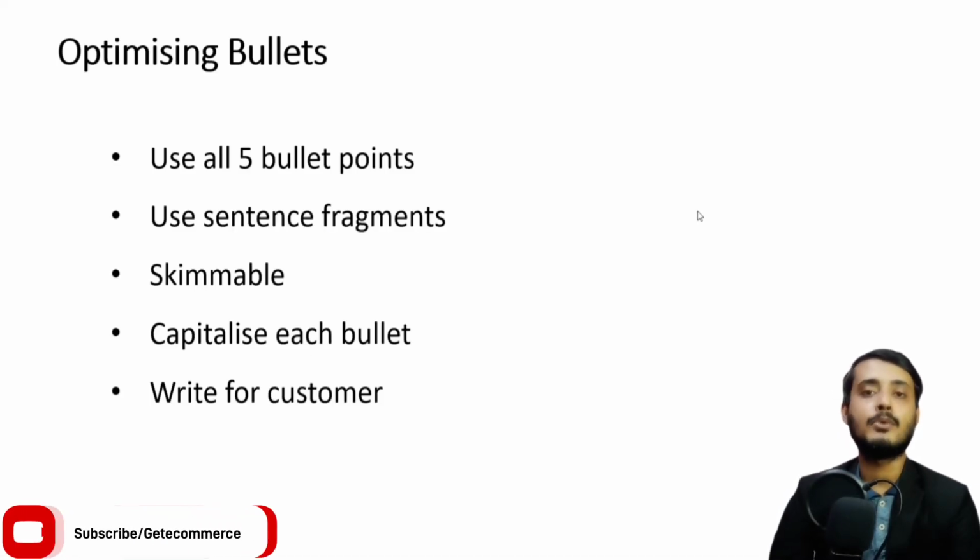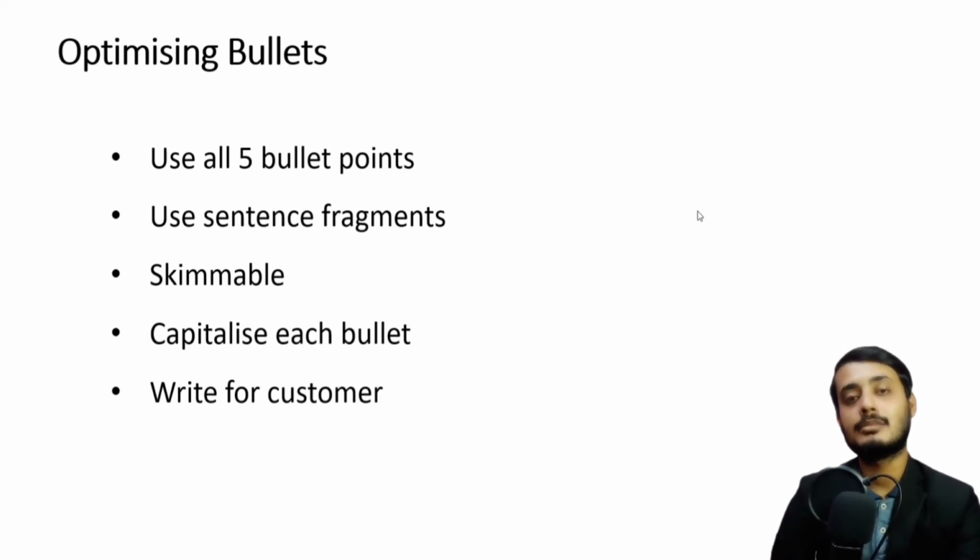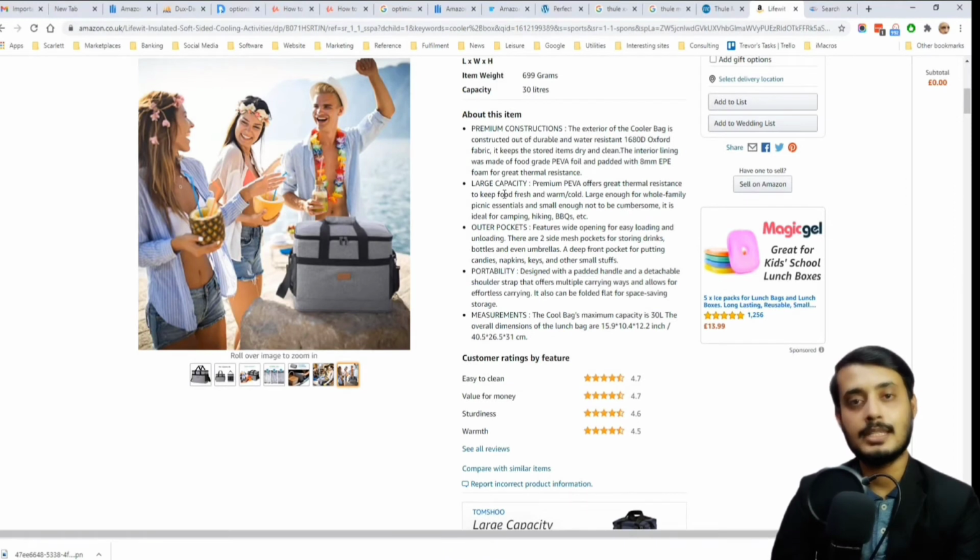When it comes to the bullet points, you should make sure that you use all the 5 bullet points available. Don't feel that you need to write in full sentences. You can use sentence fragments. These bullet points should highlight features of the product and should be easily skimmable. The beginning of each bullet point should be capitalized, and some people capitalize the full first part of the bullet point. Finally, as ever, you should write for the customer and ensure that they get the information they need to make the purchase.